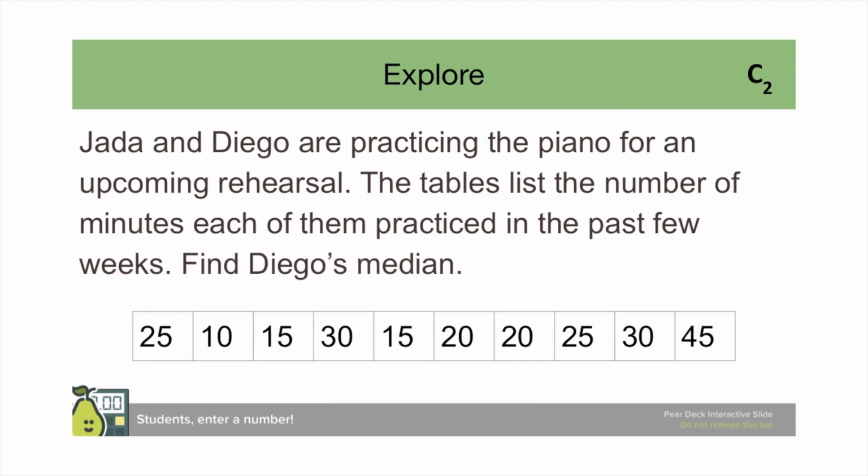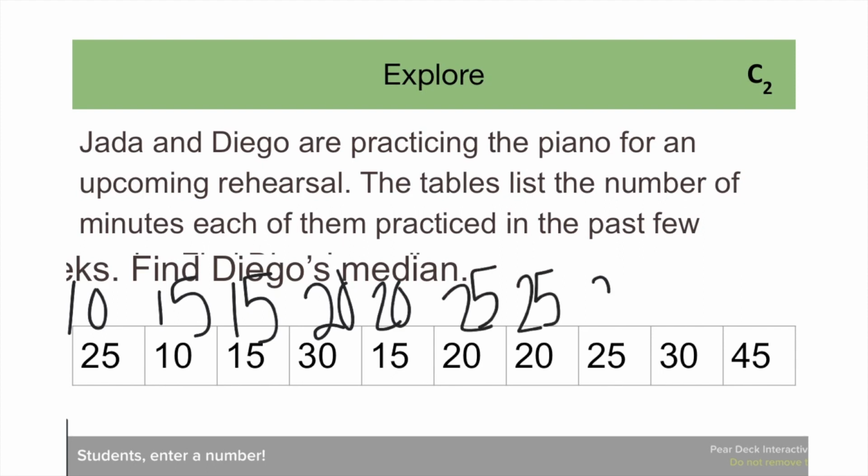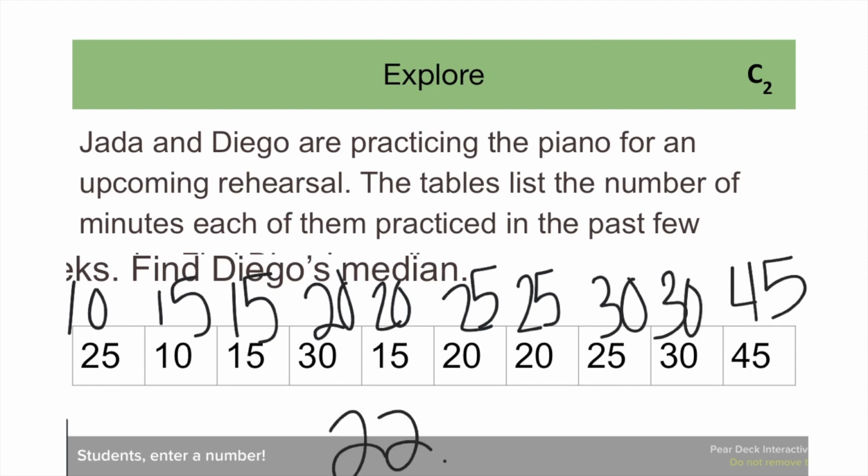For this portion of the Explore, students are finding Diego's median. If you are checking to see if students are putting the numbers in order, the times in order should be 10, 15, 15, 20, 20, 25, 25, 30, 30, 45, and the median should be 22.5 minutes.